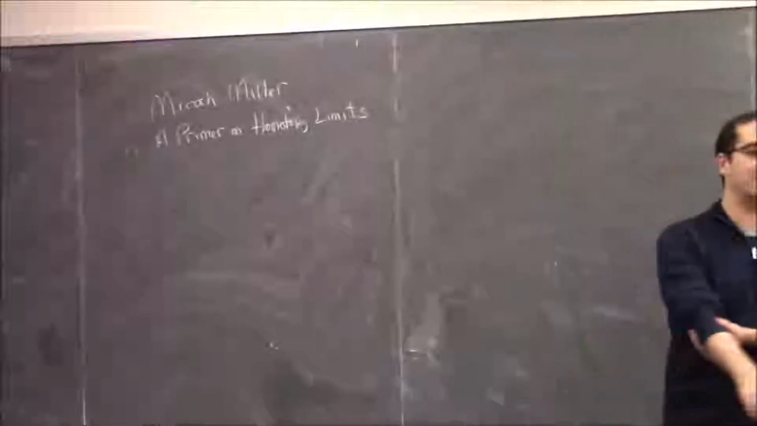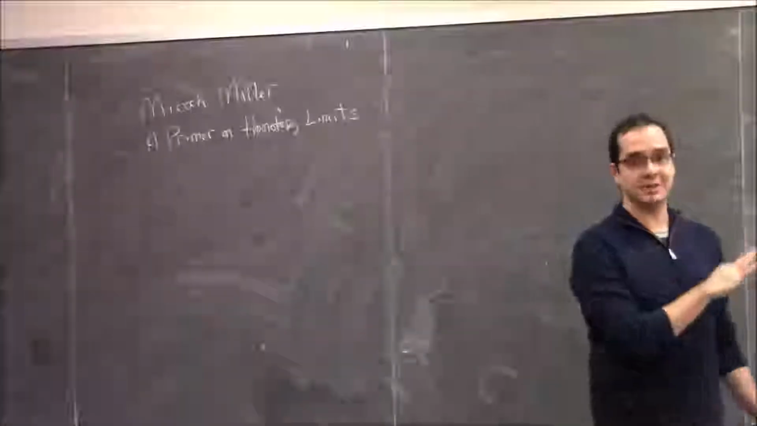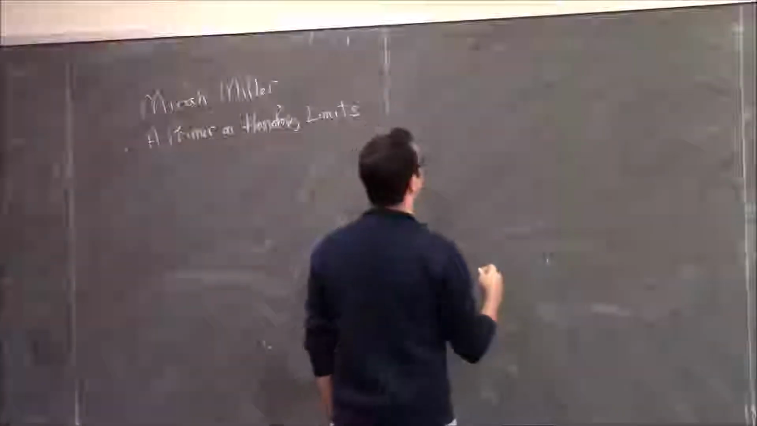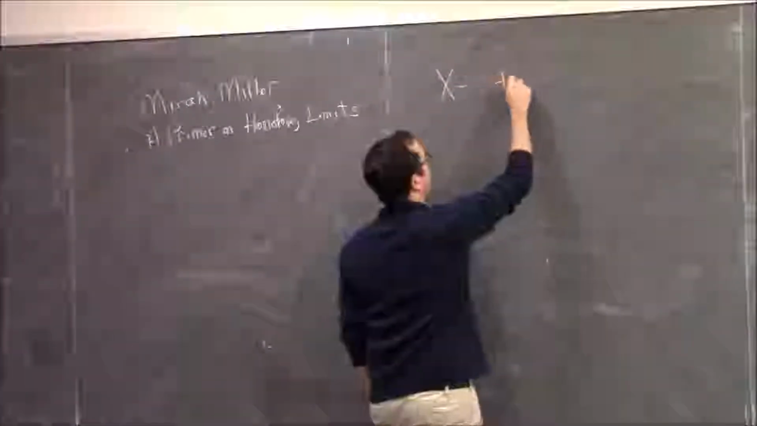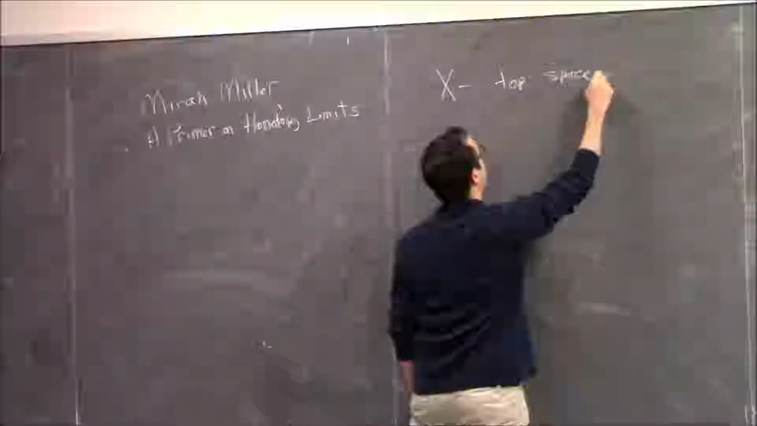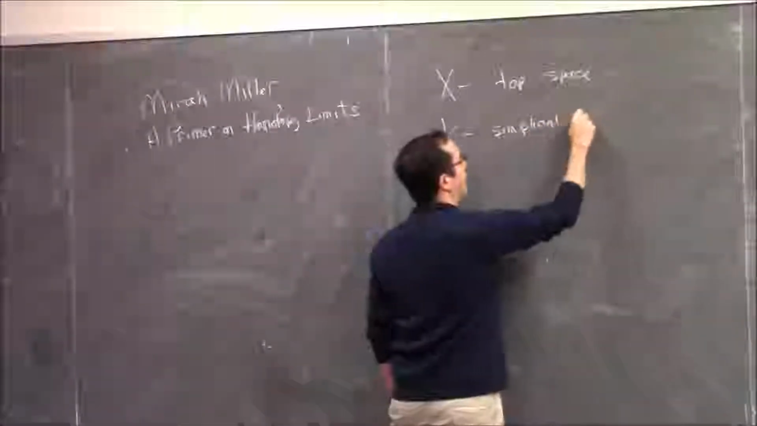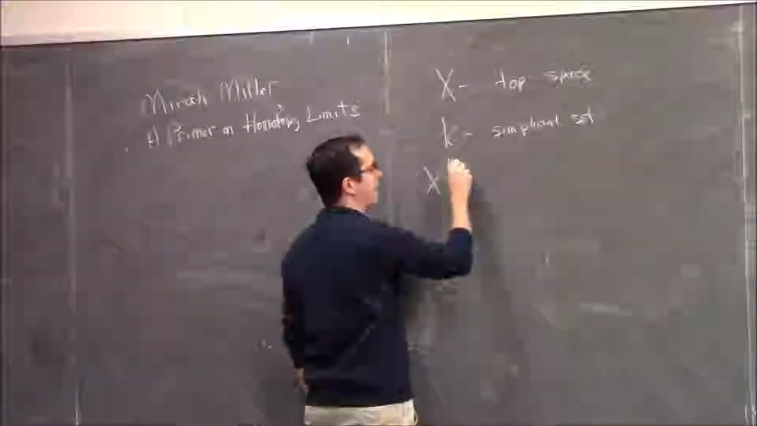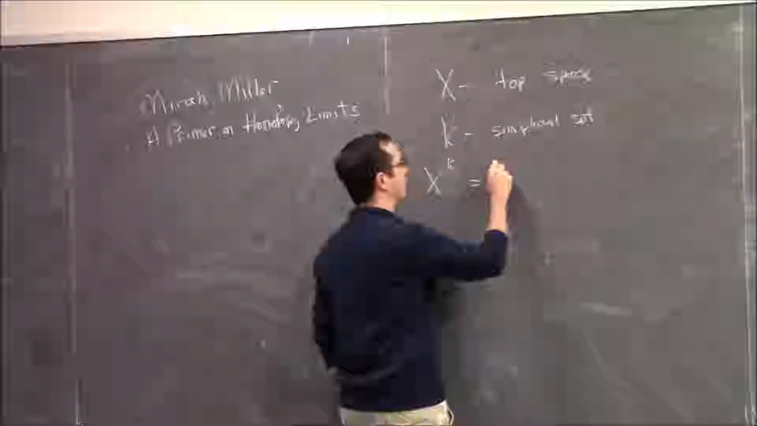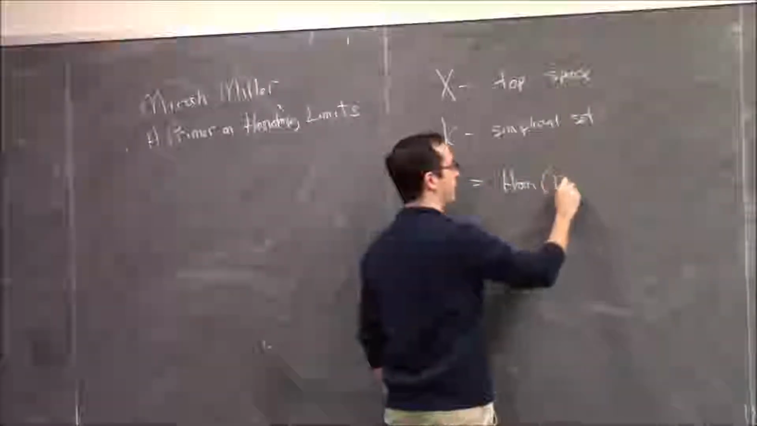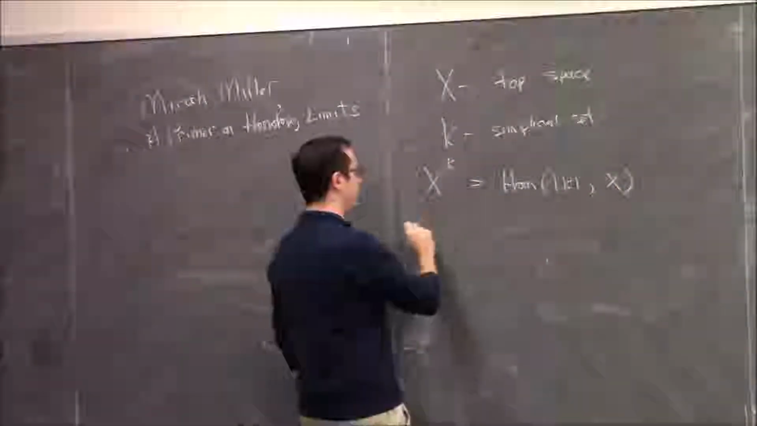I'll be talking about homotopy limits, and I thought maybe before giving the general definition, just look at some examples in some simple cases. So if X is a topological space, and K is a simplicial set, I want to take the power X to the K. This will be a topological space. We're saying this will be the space of maps from the geometric realization of K into X.